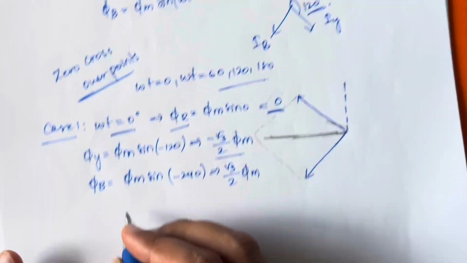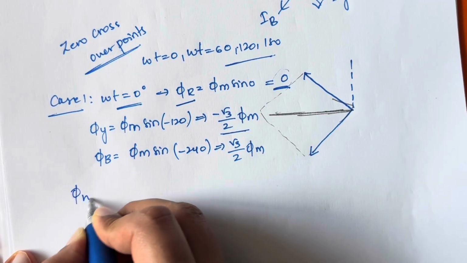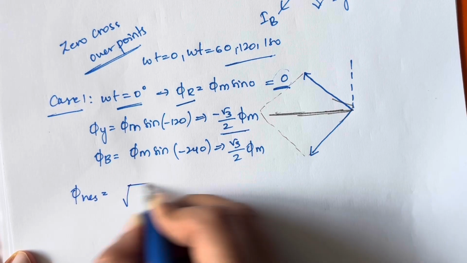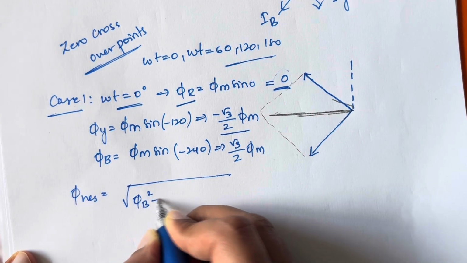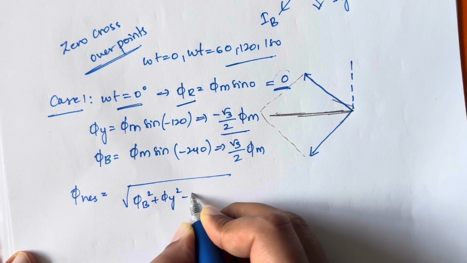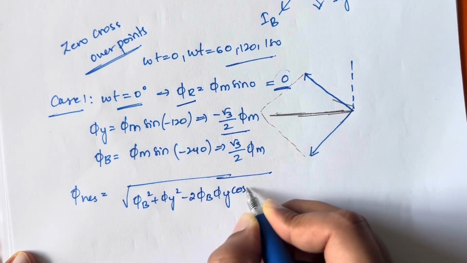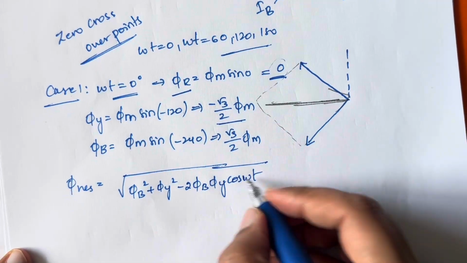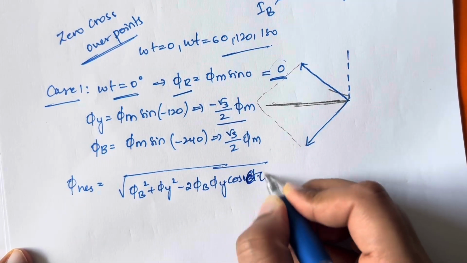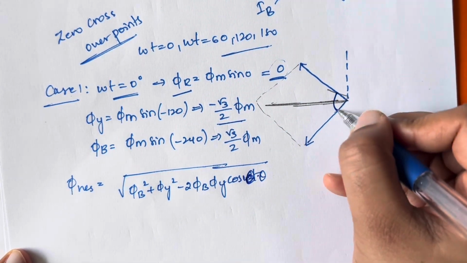According to this, you have a formula: phi resultant is equal to the square root of phi b square plus phi y square minus 2 phi b phi y cos theta. Theta is nothing but the angle between these two components.